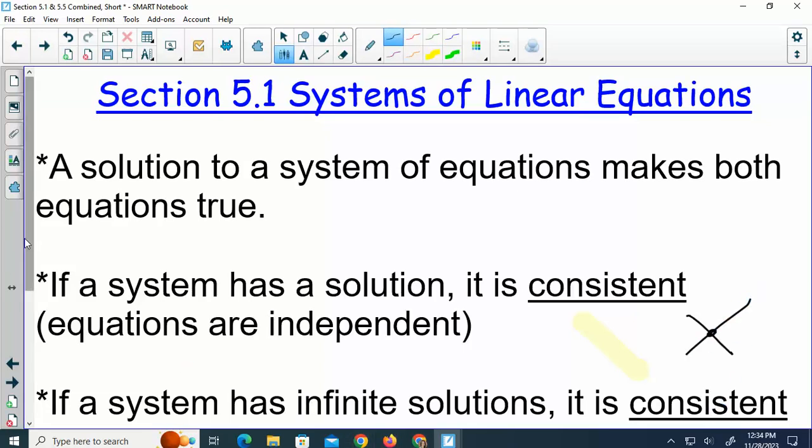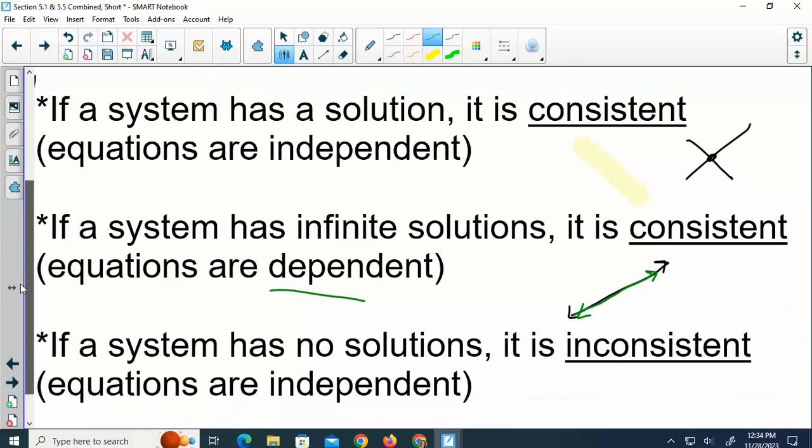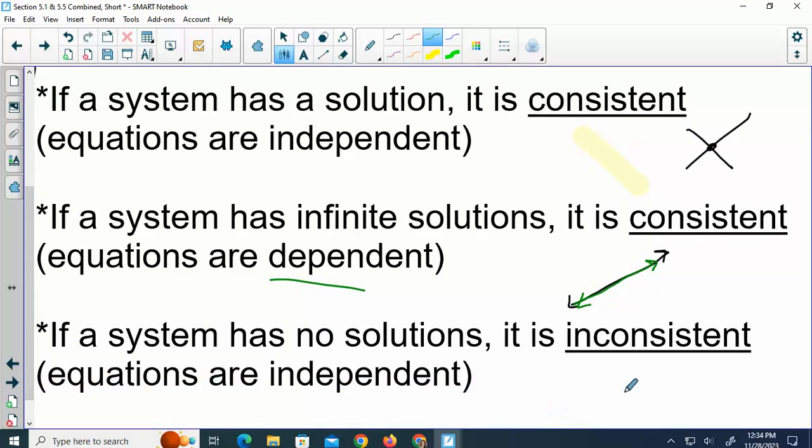Sometimes we might have infinite solutions. That happens when you graph one line, but then you go to graph the other one and it's the same thing. So basically, I gave you two equations for the same line. So that's consistent because we got an answer, but they are dependent because they are the same. And if it has no solution, we call it inconsistent. How would you get no solution?